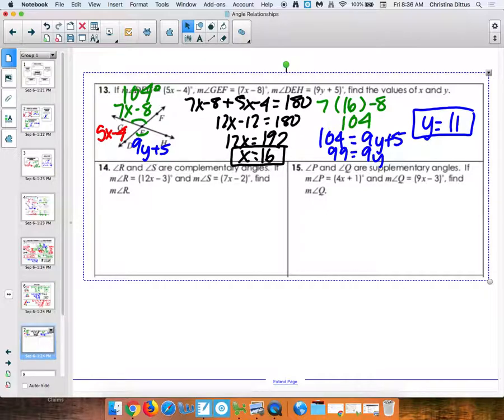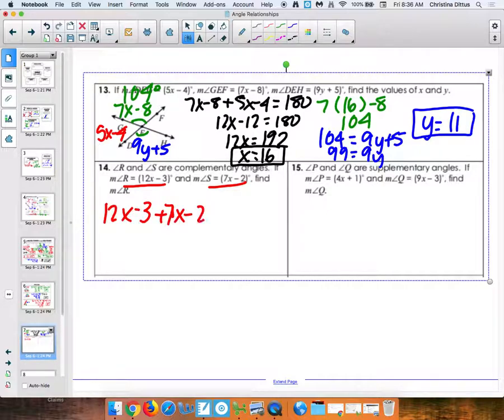14. R and S are complementary. What does it mean to be complementary? What'd you say, dear? Right angles, how many degrees? 90. So what should I do if angle R is this and angle S is this? Make them equal to 90. Add them so they equal 90. Good. So 12x minus 3 plus 7x minus 2 equals 90. Complementary meaning 90.